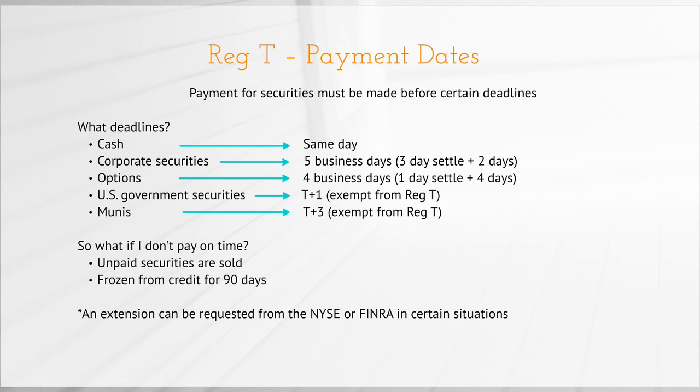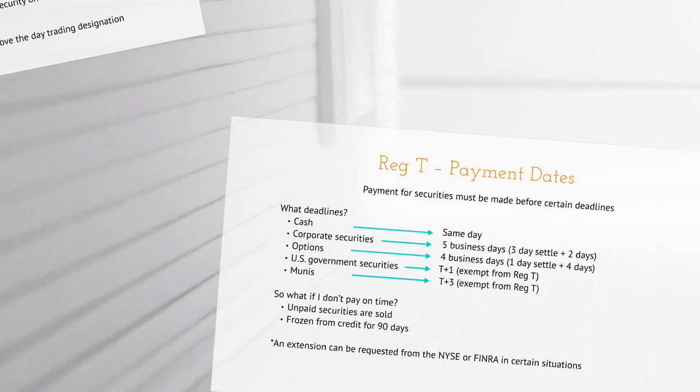So if you don't pay on time, what happens is your securities will be sold off so that the broker-dealer gets their money back, and you can be frozen from credit for 90 days. You should know about potential exceptions to these rules. There can be requests to the NYSE or FINRA under certain conditions to extend the payment dates.